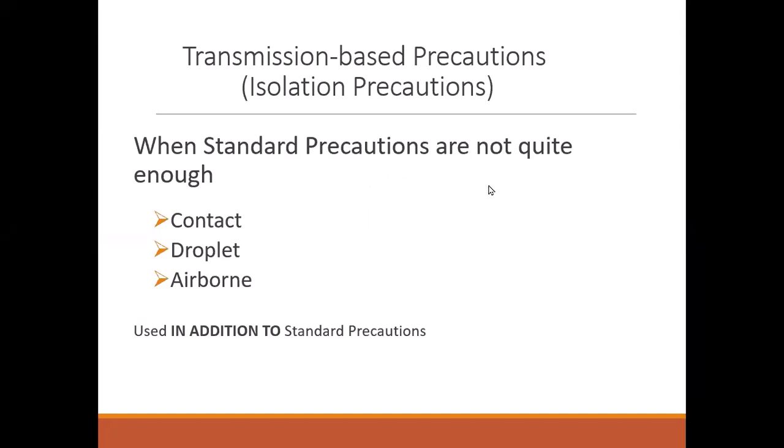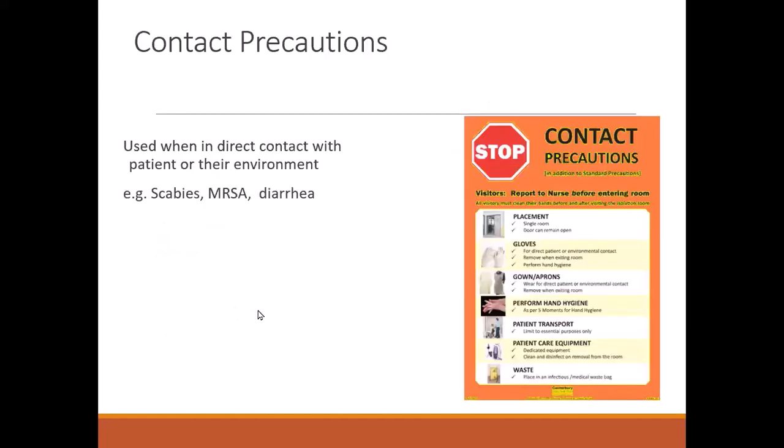So when standard precautions are not quite enough, we have to use contact, droplet and airborne precautions. We will go briefly over each one. Contact precaution is used for patients where the transmission of pathogens will be through contact. So we have to place the patient in a single room. Gloves should be worn, a gown, and of course hand hygiene is required.